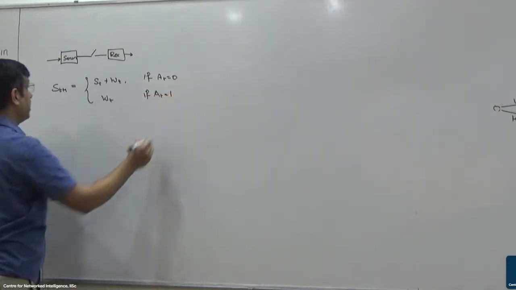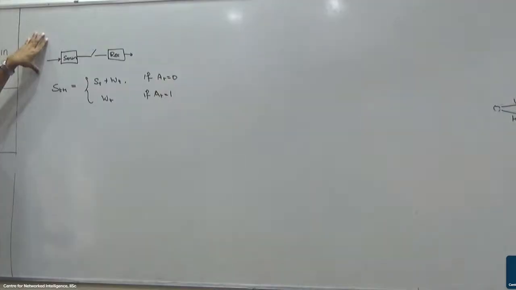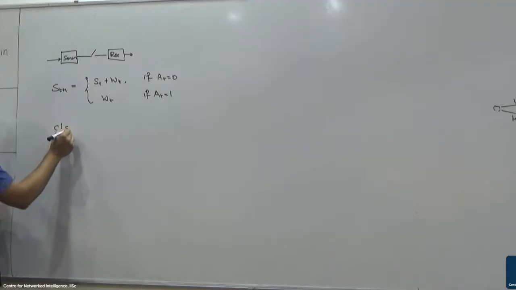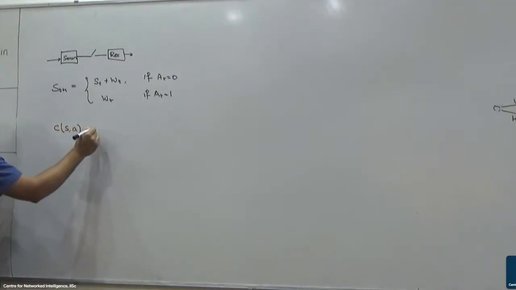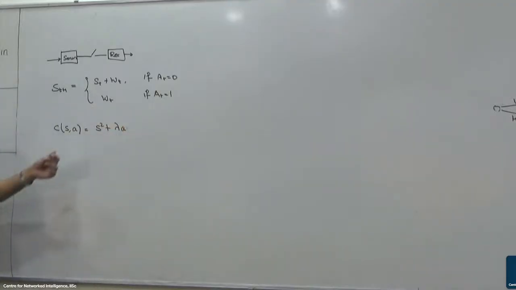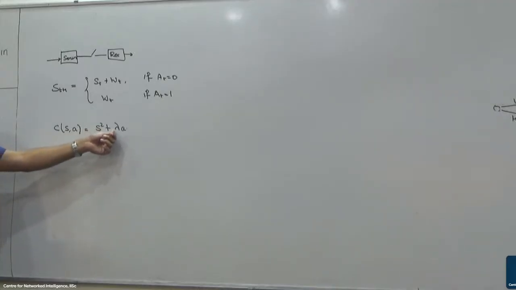So I'm saying my process that I was trying to observe was some kind of an autoregressive first order process. I take a sensing, send it, and the receiver will get it, or the receiver will not get it. Let's say my per step cost is s squared plus lambda times a. If I do not decode correctly, then I have to pay a cost of s squared. And whenever I communicate, I have to pay a cost which is equal to lambda.